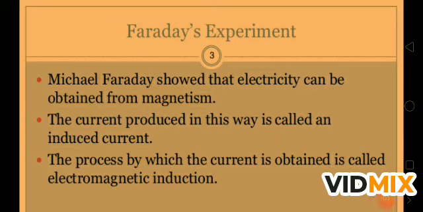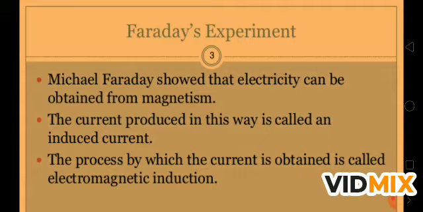Now Michael Faraday did one experiment, and from that experiment he proved that current can be produced with the help of a magnetic field. This was a very great achievement of Michael Faraday. What we are using today as the boon of science in our day-to-day life is only due to this invention. Faraday showed that electricity can be obtained from magnetism, and the current produced in this way is called an induced current, and the process by which the current is obtained is called electromagnetic induction.